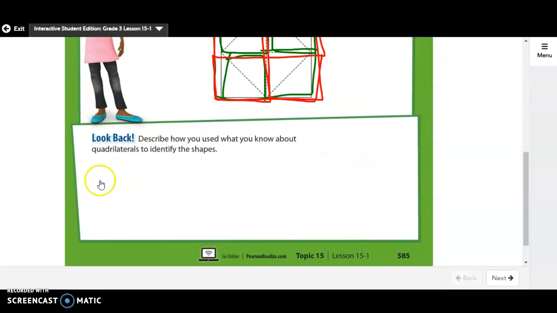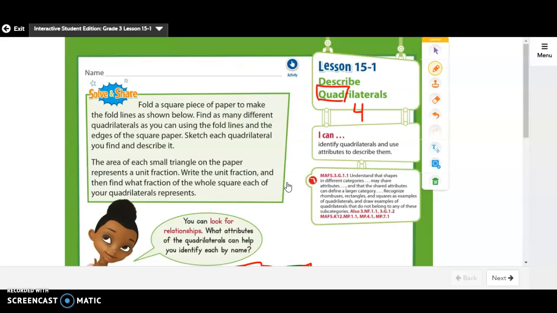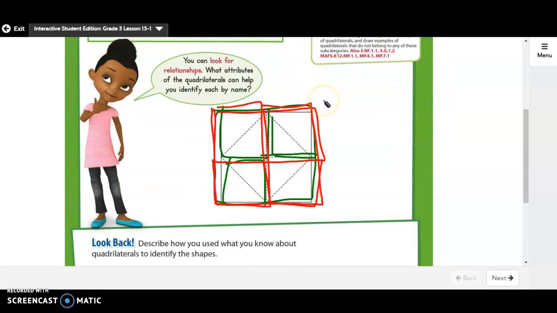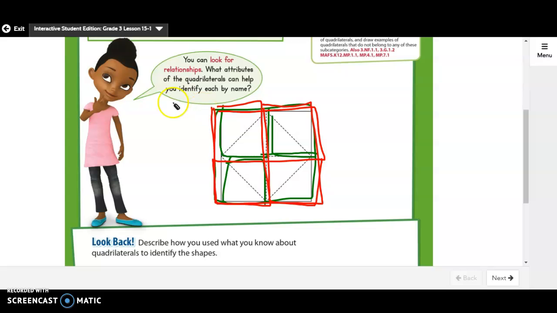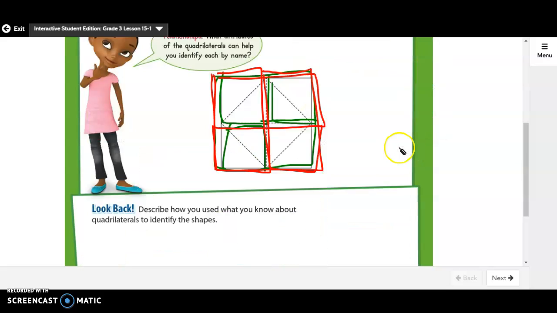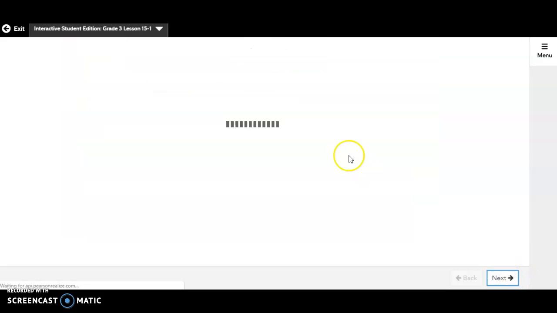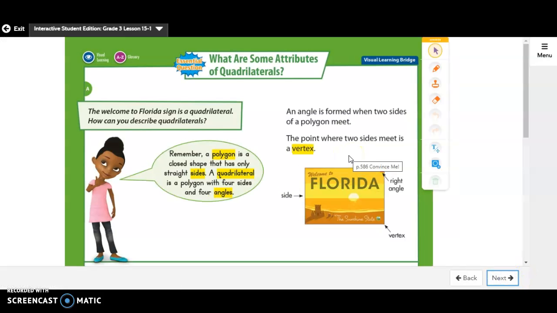Okay. This wants us to describe how we used what we know about quadrilaterals to identify shapes. So we just talked about it, we know that quadrilaterals have four sides, so all we had to do was look for figures that had four sides on them. And then we were able to determine that they were quadrilaterals. The Welcome to Florida sign is a quadrilateral.